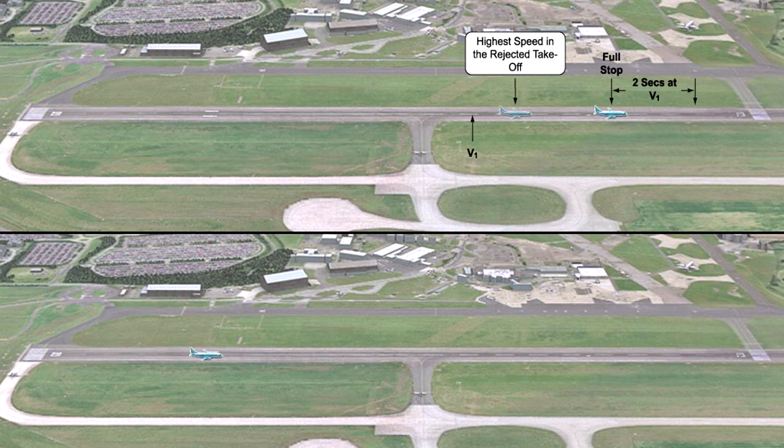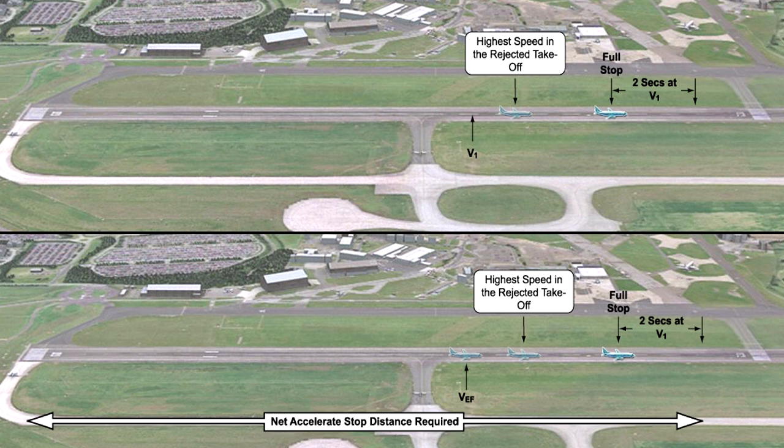Secondly, the sum of the distances necessary to accelerate the aeroplane to VEF, and then allow the aeroplane to accelerate from VEF to the highest speed reached during the rejected takeoff, assuming the critical engine fails at VEF and the pilot takes the first action to reject the takeoff at V1, and then come to a full stop, plus a distance equivalent to 2 seconds at the V1. The greatest distance of these scenarios is then selected as the net accelerate stop distance required.